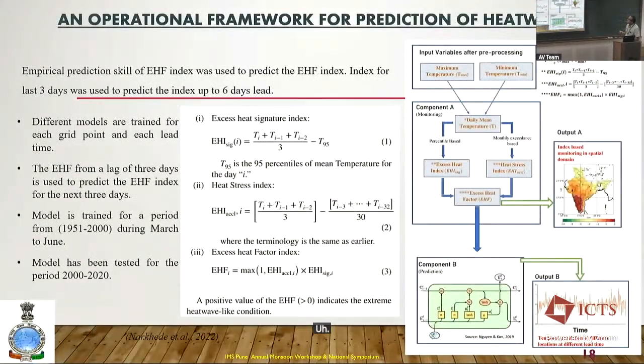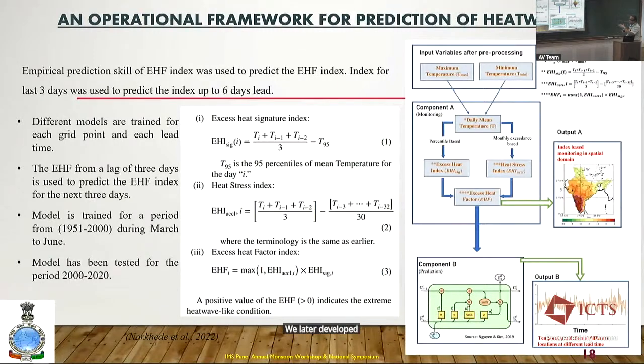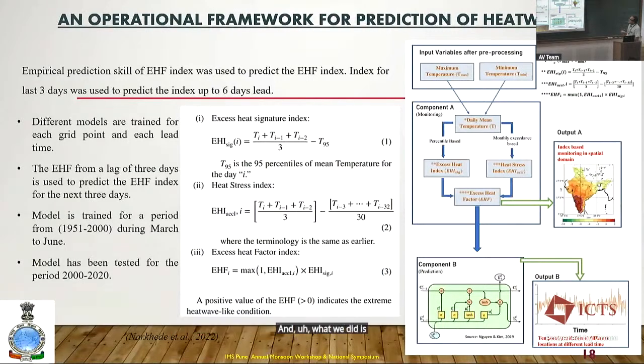So we developed some models based on a set of LSTMs. This was a simple experiment because we were focusing more on the impact side. We later developed other models, but we have not published them. We used a set of LSTMs and created ensembles based on them. And what we did is, instead of predicting temperature, we took the excess heat factor.